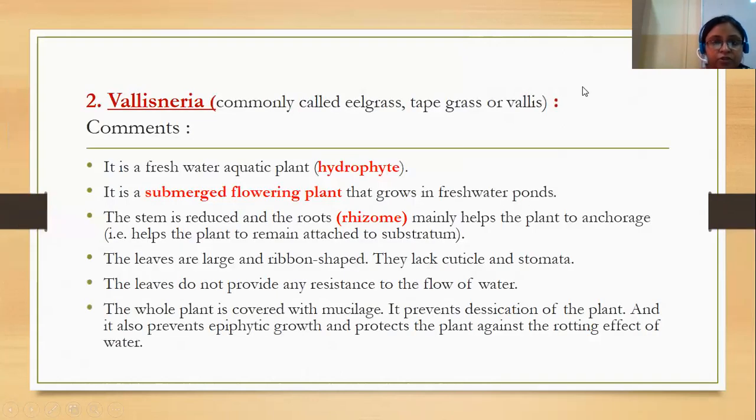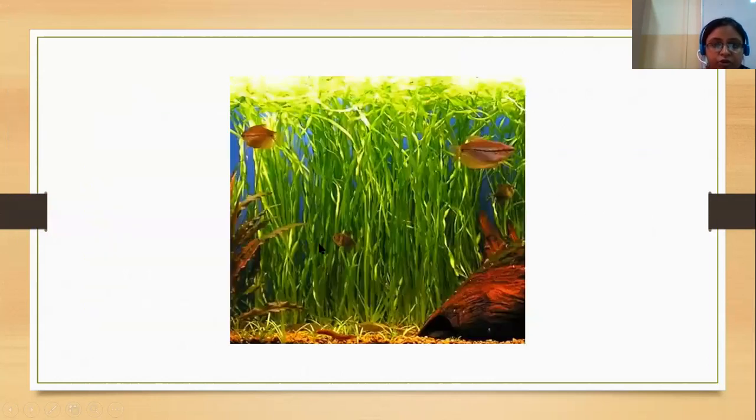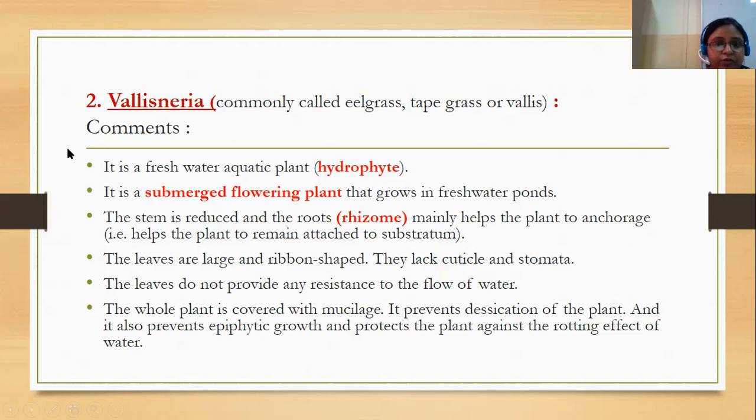The next plant that we have taken is the Vallisneria. See, this Vallisneria is commonly called the eel grass or the tape grass or the vallis. Here you can see this is the picture of this plant, Vallisneria. Here you can see the long ribbon shaped leaves. These all are the leaves, and they all are like ribbons, green ribbons. So this is the adaptation of this plant that helps to survive in the water.